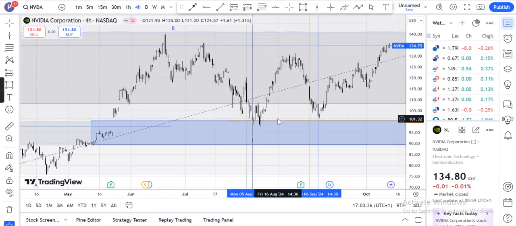So answering your question, is it a good stock to purchase and invest in now? The answer is no. We have to wait for a good market reaction on the Nvidia stock.